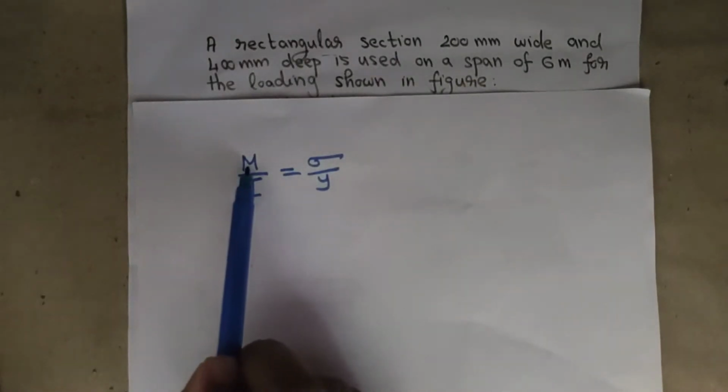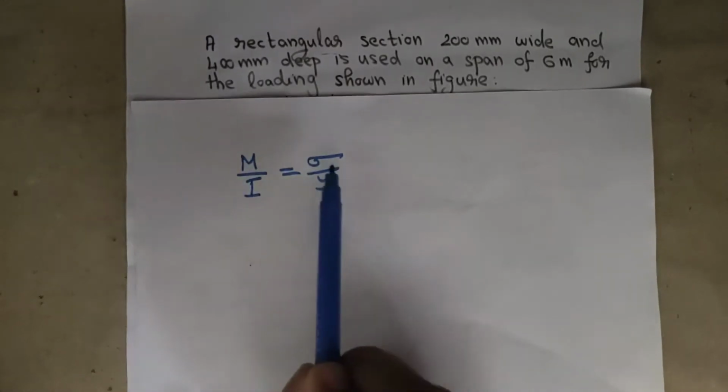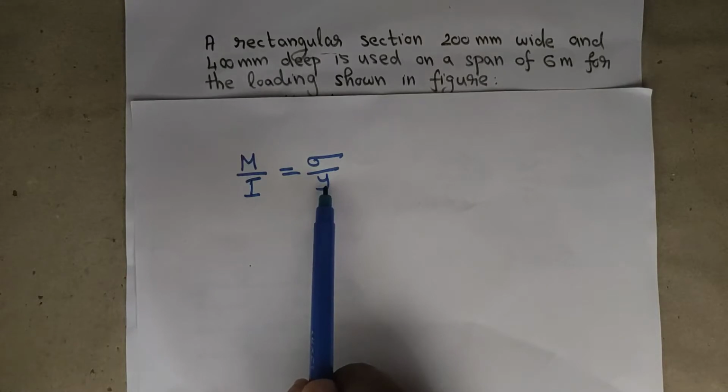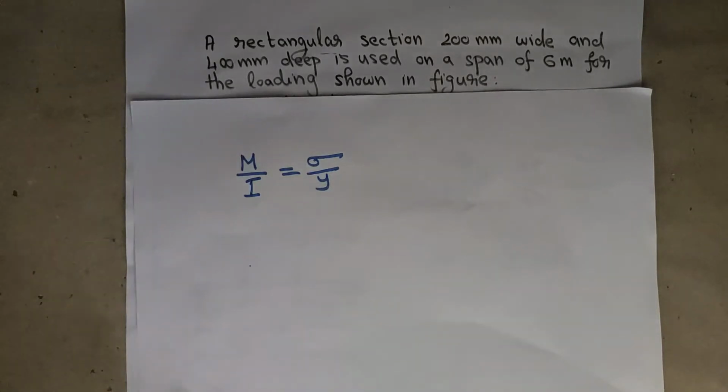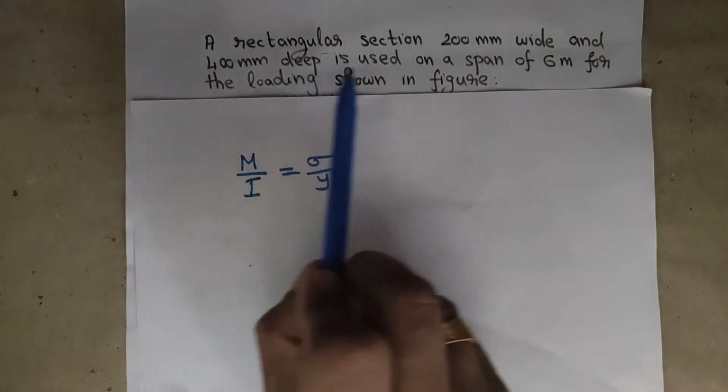M is the bending moment at the section of the beam. I is the moment of inertia of the section. Sigma is the bending stress. Y is the distance of the fiber from the neutral axis. So we will use this formula to solve this particular problem.